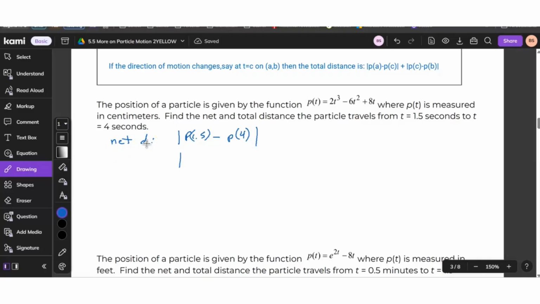All right. So then I plug in 1.5. I did it already for you because I wanted to make sure we had time. And then you plug in 4 into this equation as well. And when I did that, you got 64. We plugged it in while we were running. And so that's going to give us 58.75 centimeters. Now we got to do the total D.